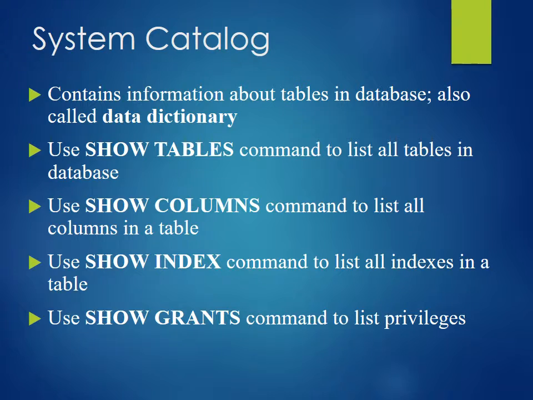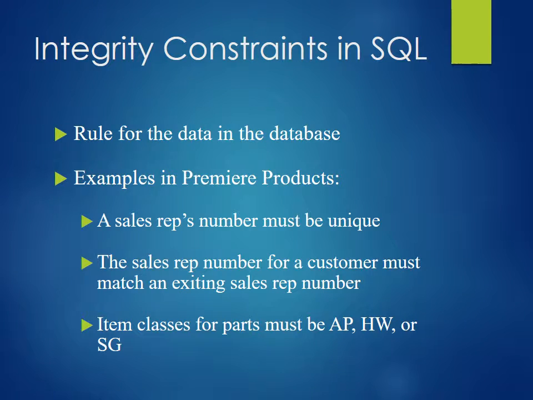The system catalog is just a data dictionary, basically showing the columns and information for all the tables. We've gone over some of these before. You know about the show tables command and the show columns command, but you can also use show index to show any indexes that you have, and the show grants command to list the privileges and any users that you have for your database as well.